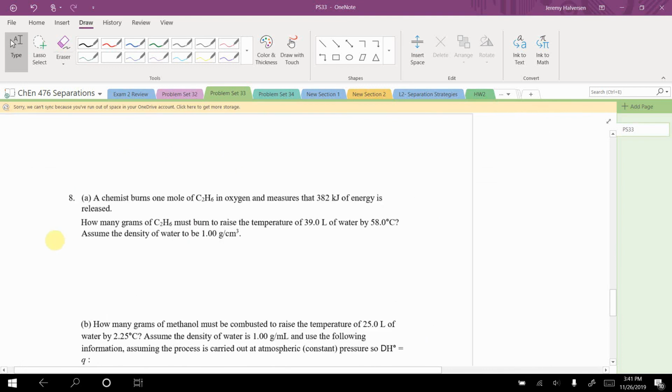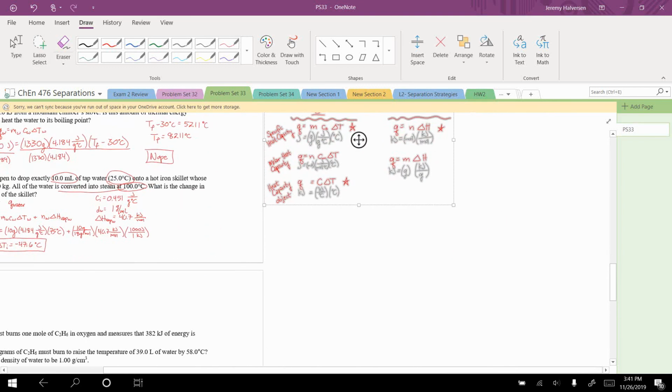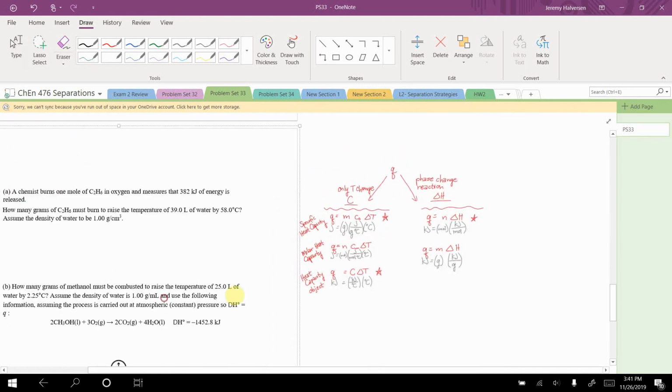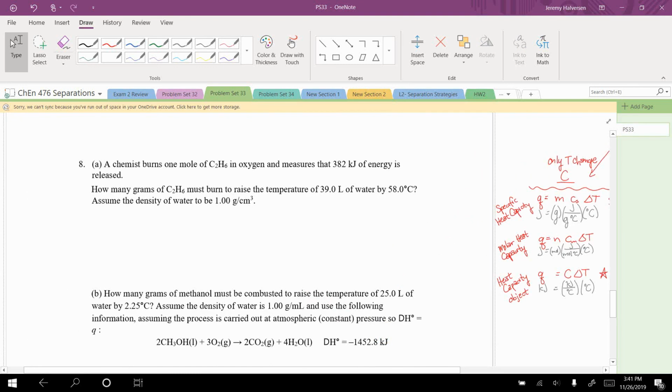Okay, number 8. Let me grab this. Okay, a chemist burns 1 mole of C2H6 in oxygen and measures that 382 kilojoules of energy is released. How many grams of C2H6 must burn to raise the temperature of 39 liters of water by 58 degrees Celsius? Assume the density of water to be 1 gram per centimeter cubed. That's 1 gram per milliliter. Centimeter cubed is the same as a milliliter.